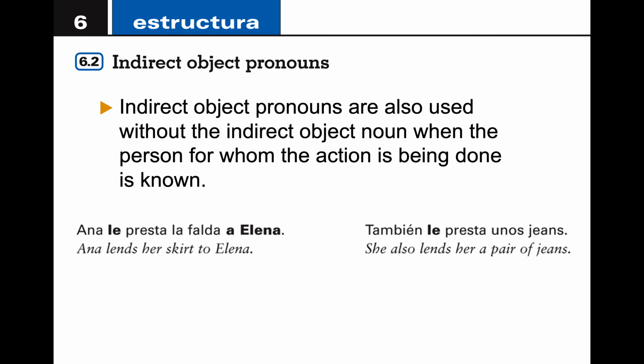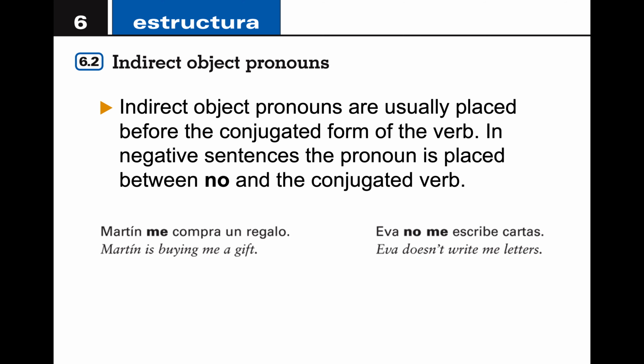Indirect object pronouns are also used without the indirect object noun when the person for whom the action is being done is known. So if I look at Anna lends her skirt to Elena, she also lends her a pair of jeans. When these two sentences are combined, it's going to be implied when she also lends her a pair of jeans that that's also going to Elena. So when we have sentences that are following each other in a paragraph, it's common to drop off the use of a Elena or the actual noun for who it's being done to because we're assuming that you're following the sequencing of what's happening in the paragraph.